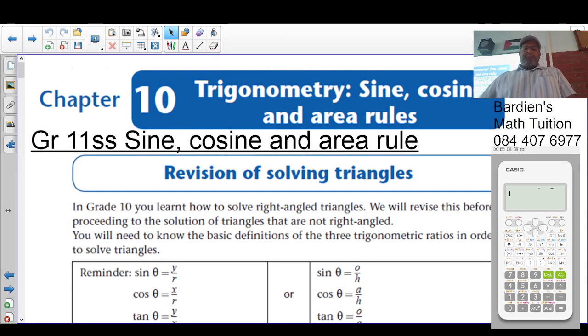Good morning, class. Today we're looking at the solution of triangles, so the sine, cosine, and area rule.